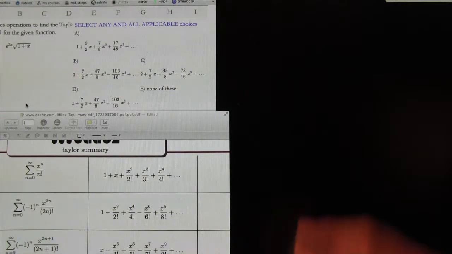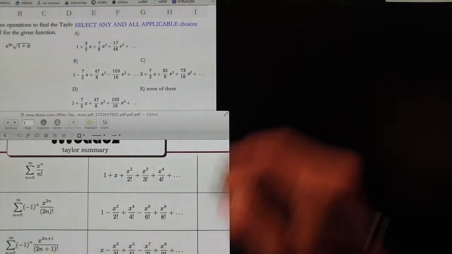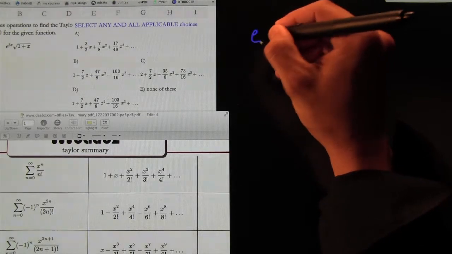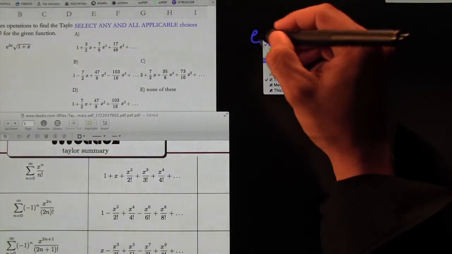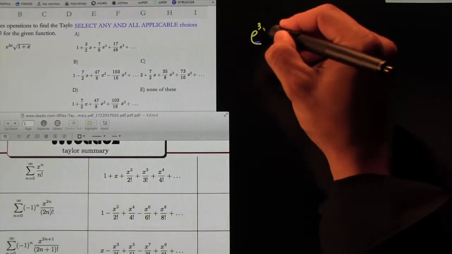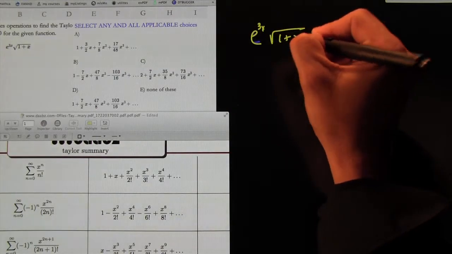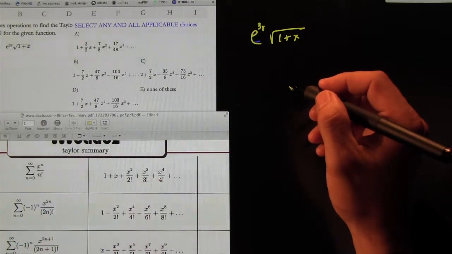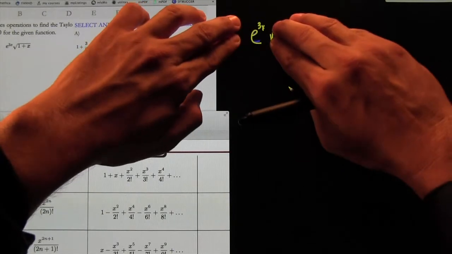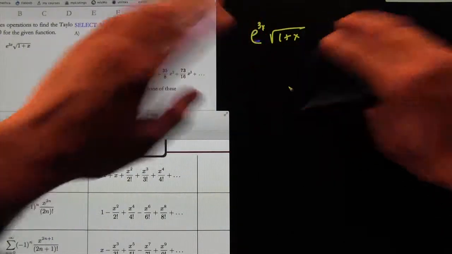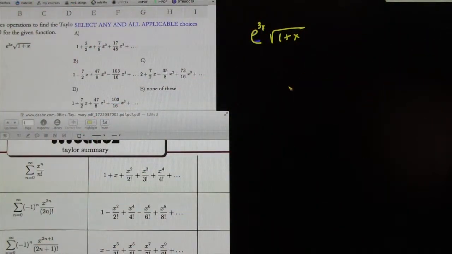Alright, looking at number 3 here. Number 3 proposes to find the expansion of e to the 3x times the square root of 1 plus x. Again, you have a lot of choices. Either you can find the polynomial expansion for each and multiply them, sort of like a big super foiling problem.